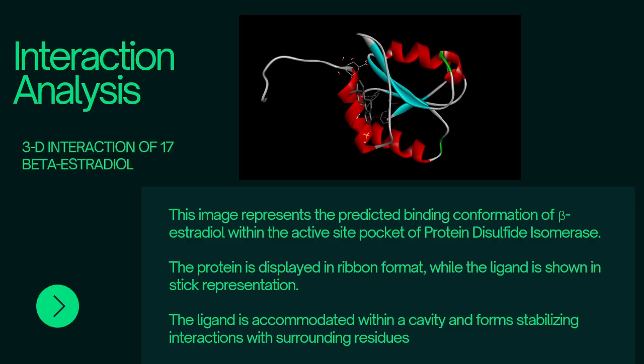Here I have placed a 3D interaction map of 17-beta estradiol. In this 3D interaction image, the protein is shown in a ribbon format and the ligand is in stick form. The ligand fits into a binding cavity of the PDI and appears to be stabilized mainly through hydrophobic interaction with surrounding residues. This suggests that the shape is complementary and hydrophobic contacts play a significant role in its binding.